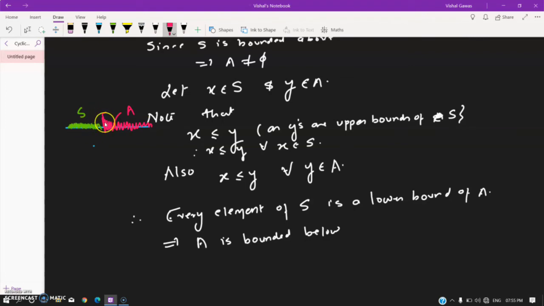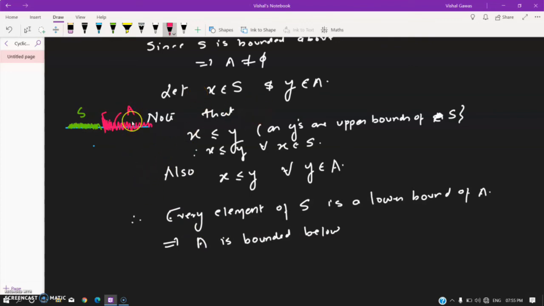So if I collect this entire set over here, every element of S becomes a lower bound for A, and every element of A becomes an upper bound of S. So this S serves as a set of all lower bounds of A, and therefore A is bounded below.